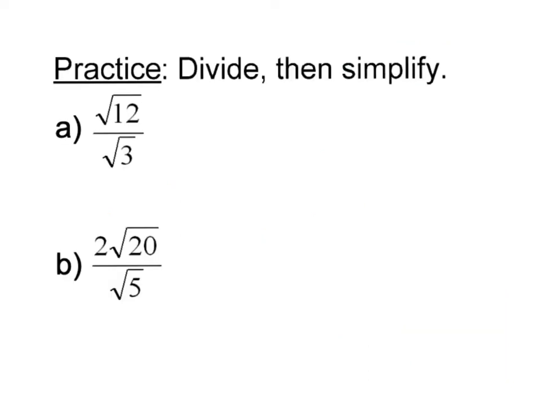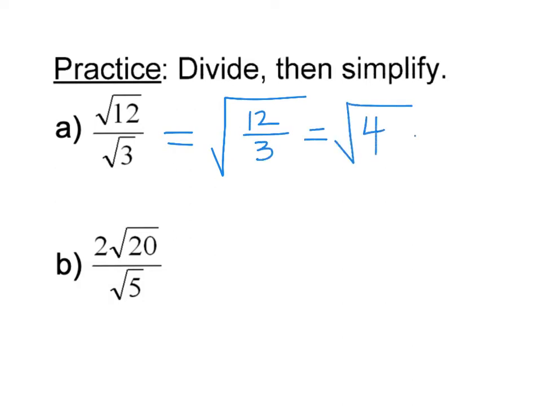Okay, let's try a couple here. So I have the square root of 12 divided by the square root of 3. If I use my little rule, I can rewrite that as the square root of 12 divided by 3, which is nice because 12 divided by 3 is 4, and then the square root of 4 is 2. Okay, so the next one.